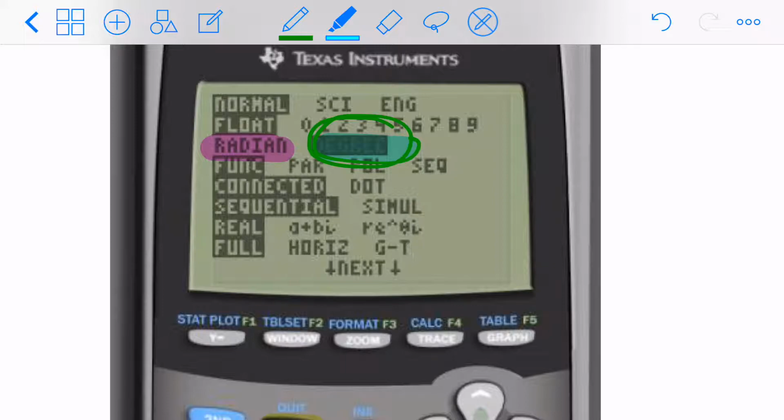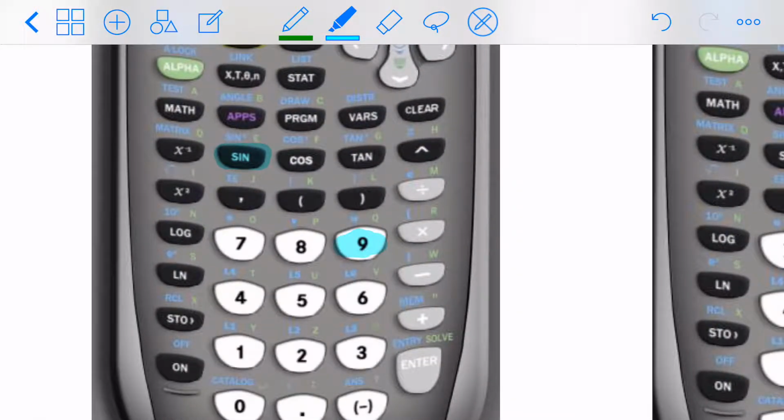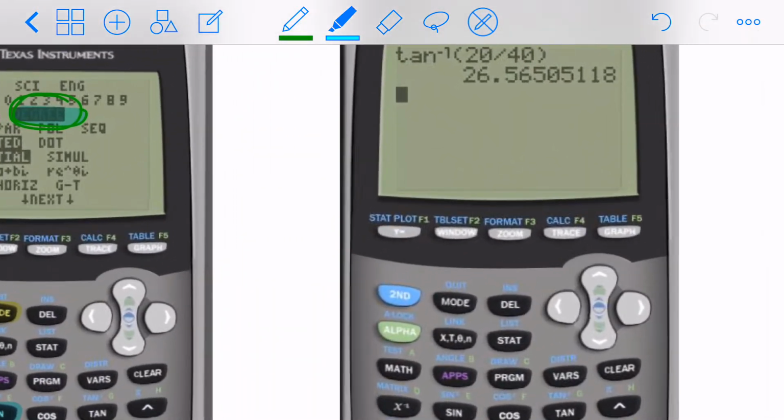Okay, so here's a test to make sure that you're in degrees. I want you to go and press sine. So do you see all of your sine buttons down here? Go and press sine and then plug in 90, because I know the sine of 90 should equal 1. So if you get sine of 90 equals 1, then you're in degrees. If you get sine of 90 is equal to 0.89 blah, blah, blah, some crazy decimal, then you're still in radians.